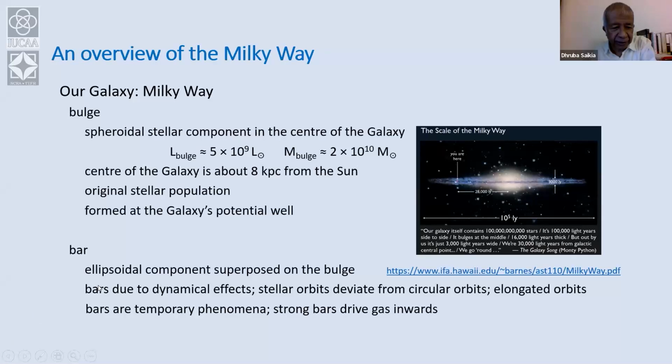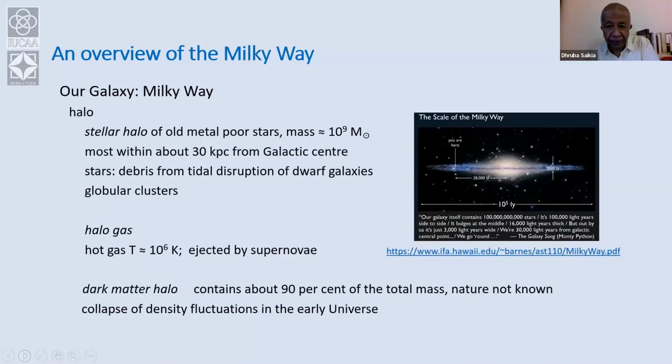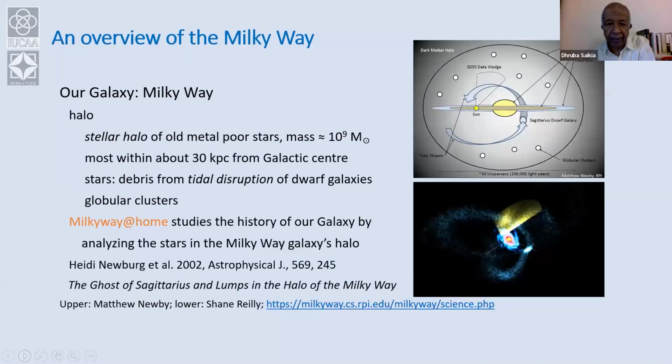Okay, I should say just a little bit more about the bar. Bars are due to dynamical effects. These are slight changes in potential which deviate the stars from their circular orbits, and they form sort of elliptical kind of orbits. They're temporary phenomena. They come and they go, and strong bars have the potential to actually drive gas inwards as well. I will just finish 2 more slides and then I will take another set of questions. In addition to that, what we have is a dark matter halo. We will see how we come to it, because all our galaxies are embedded in dark matter halos.